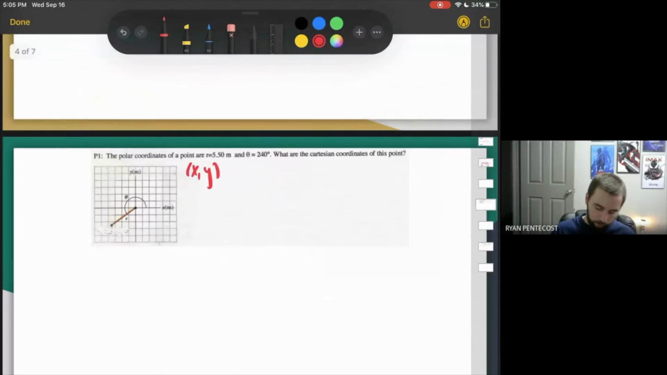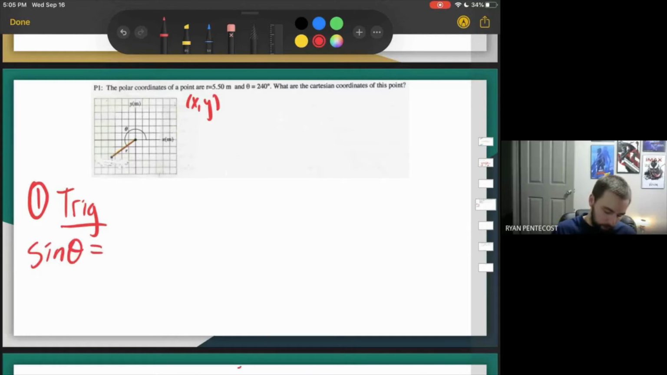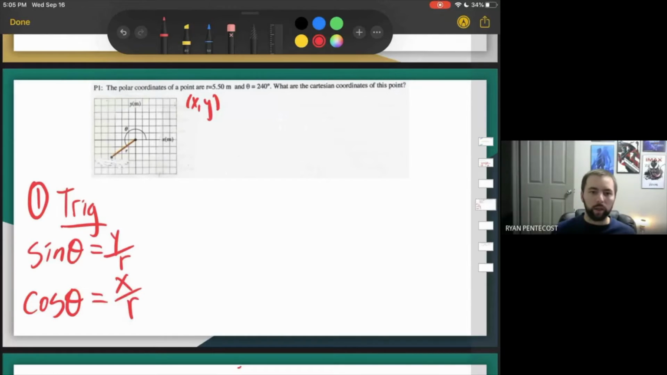So there are two ways to do this. Method one, you can use trig, right? There are a couple trig identities that work with polar coordinates. The first one is that sine of theta will give you y over r, and that cosine of theta will give you x over r. So you can get the y distance by solving that equation there, because we have theta and we have r, and you can get the x distance by solving that equation right there.